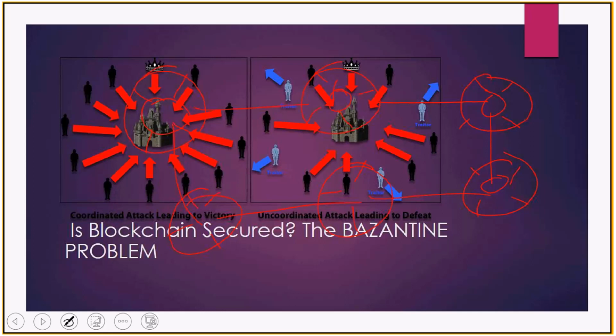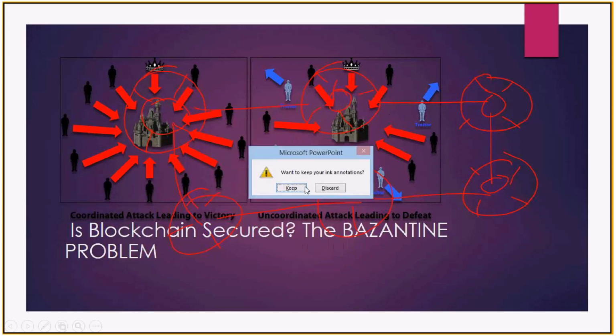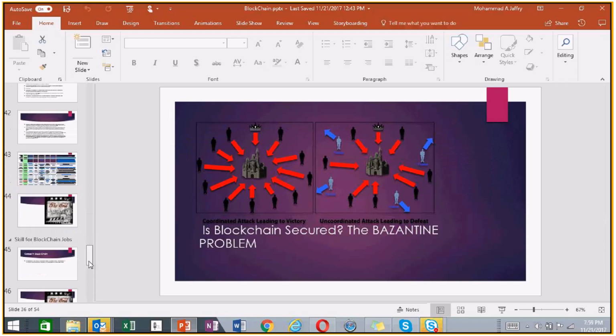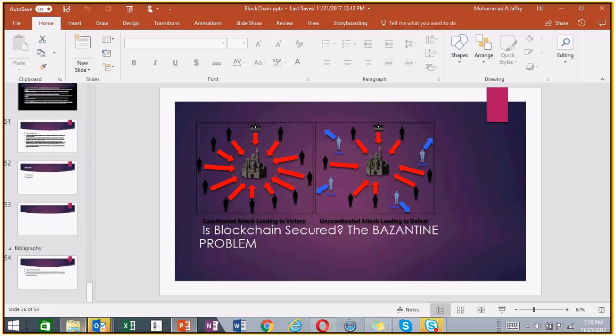How would you be able to actually secure your transaction, your activity in that particular scenario? So this brings to a question which is called the Byzantine problem.